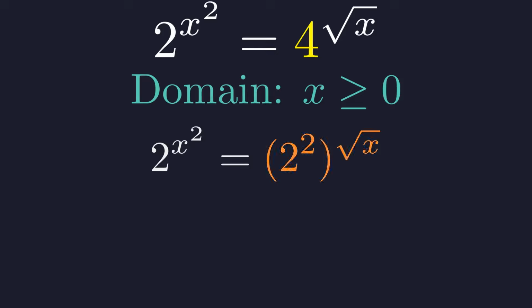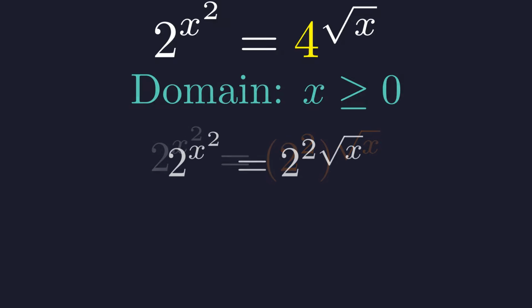Now we can use the power rule. When you raise a power to another power, you multiply the exponents. The right side becomes 2 to the power of 2 times square root of x. And here's where things simplify beautifully.